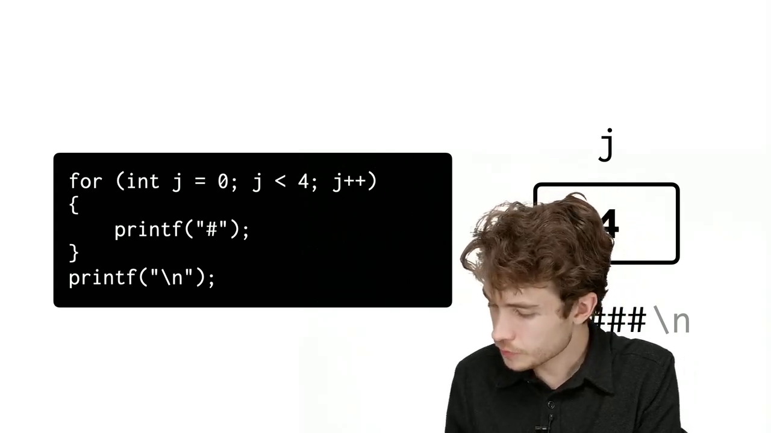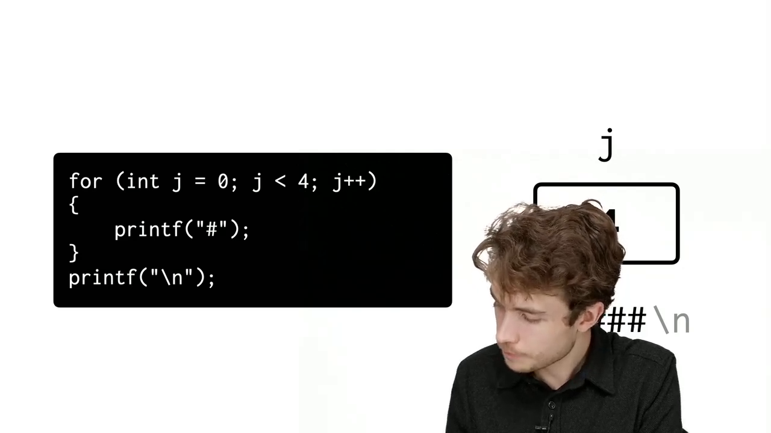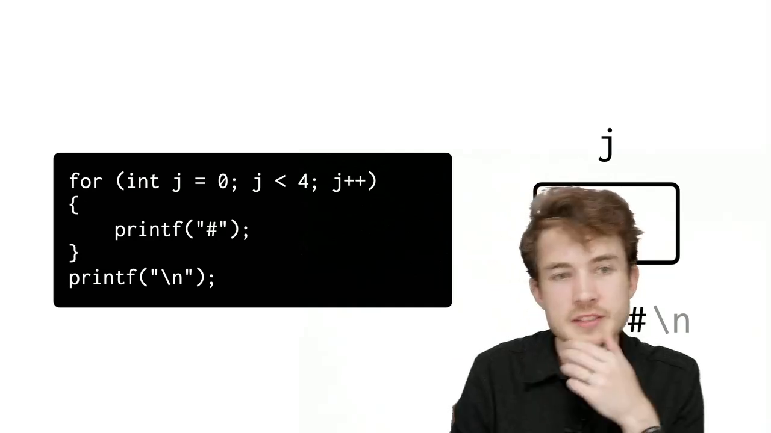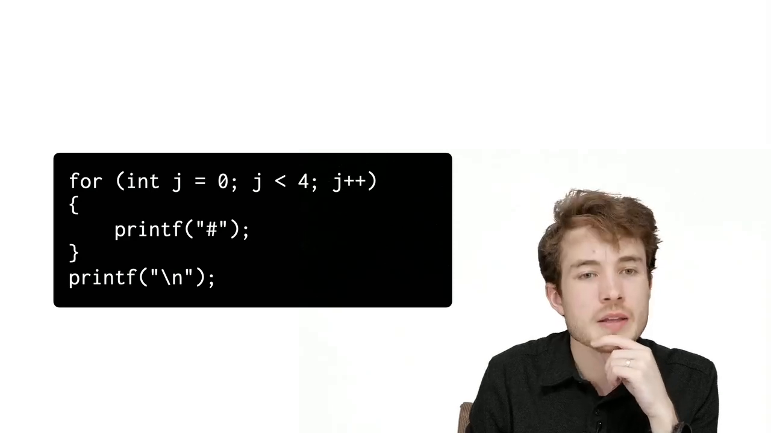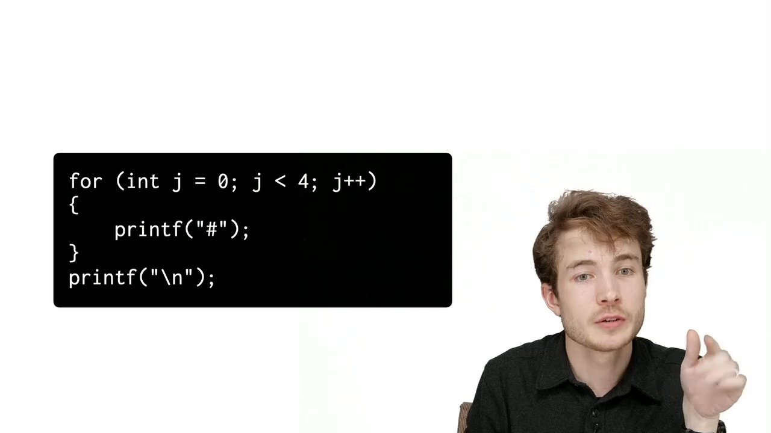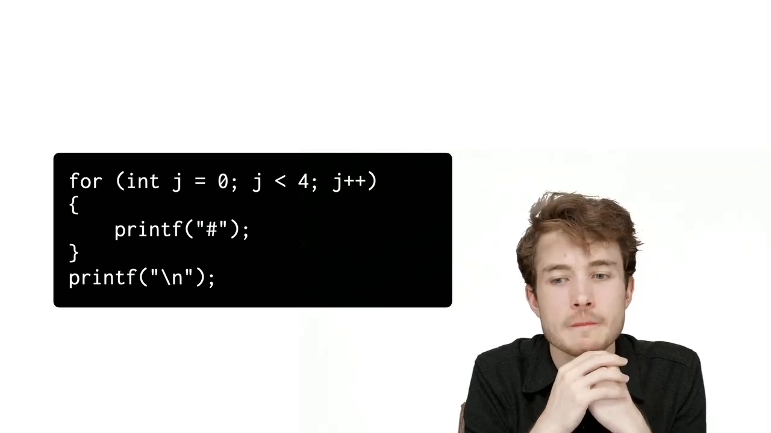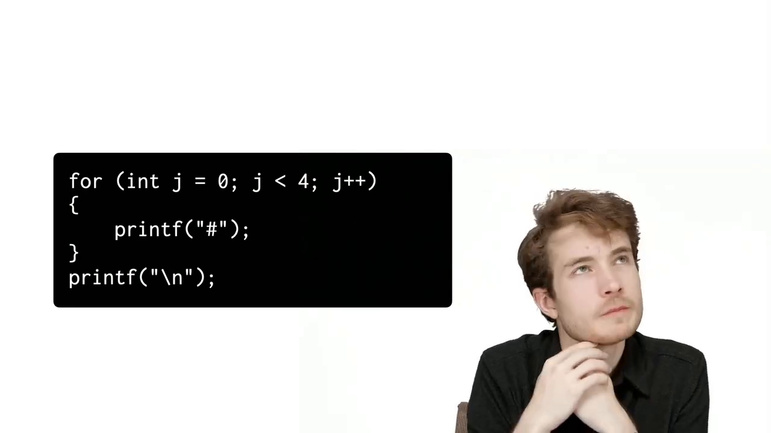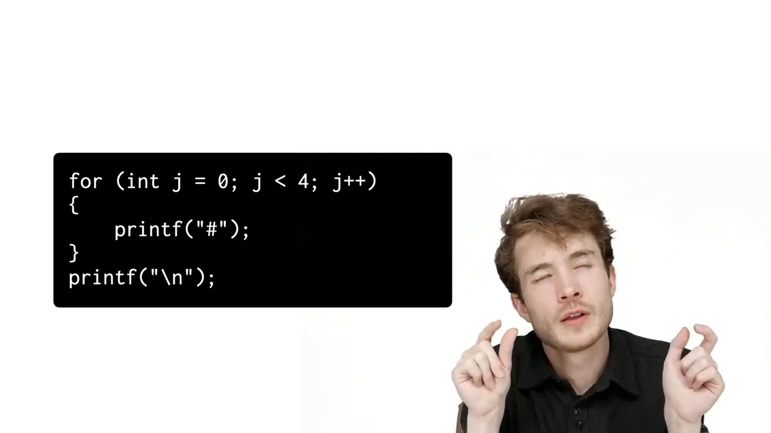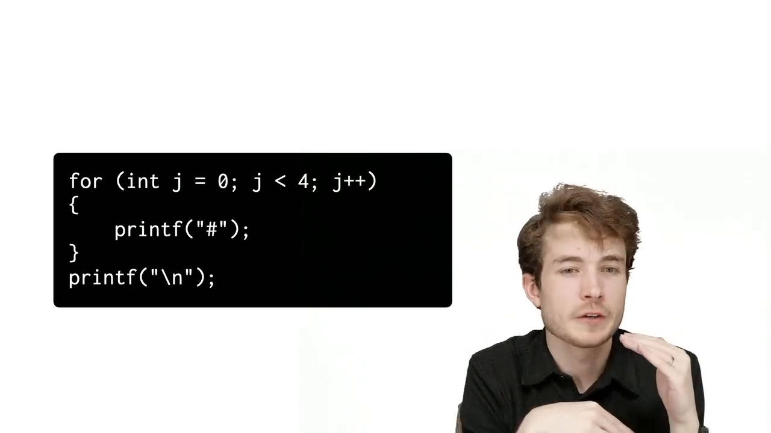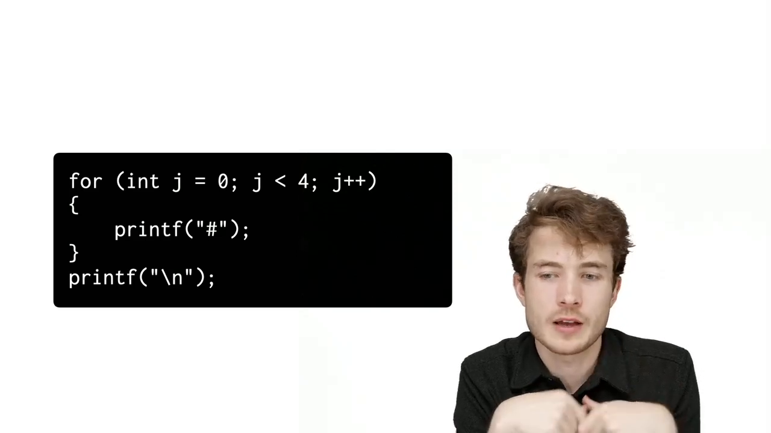Okay. So with these kinds of tools, I want to pose a question to you, which is, let's say we're able to get to a point where we're printing out a single line of hashes. This code here prints out a single line of hashes and moves to a new line. But let's think for a moment. What could I do to get not just a single line of hashes, but maybe even a full square of hashes, having multiple lines now?